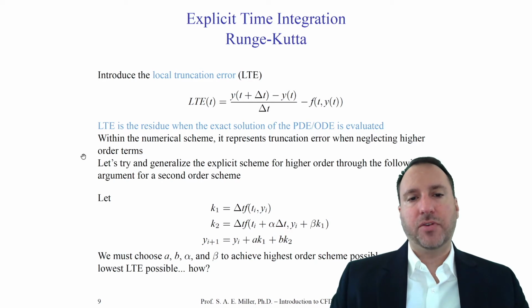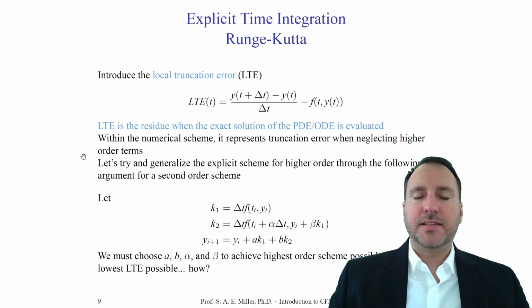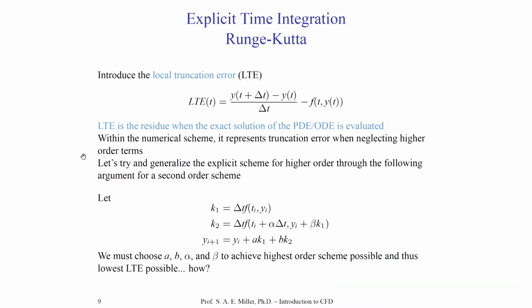So let's try and generalize this idea with our previous approaches and create something more general. We'll generalize this explicit scheme for higher order through the following argument for a particular second order scheme. So we'll introduce 2 constants, k1 and k2. k1 will be a part of the approximation of the new solution at higher time. We'll call that some delta t times f. This is exactly like the previous equations we've developed.